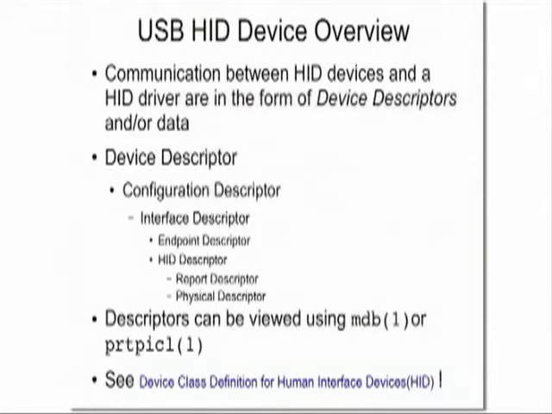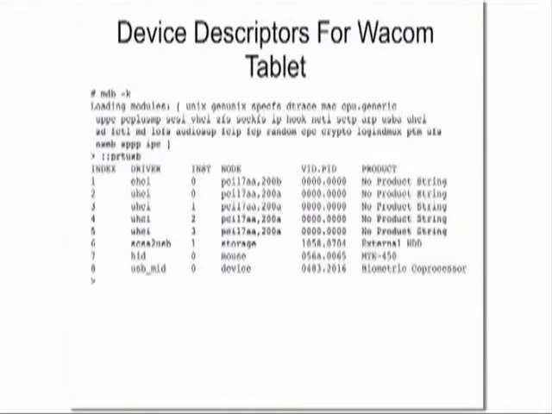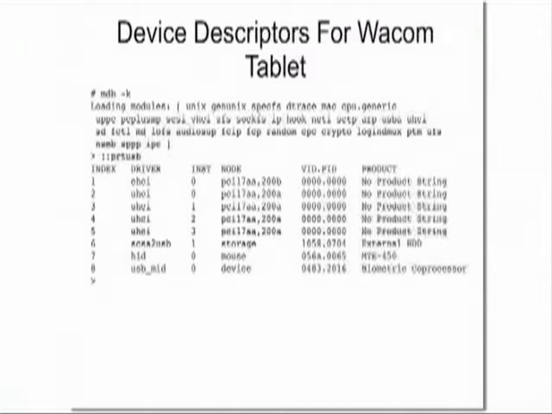You can use MDB or PRT Pickle to look at descriptors, and because I really like MDB a lot and I use it all the time, I'll show you some of what this looks like. So this is basically just printing out USB information for my laptop, and the tablet is the 7th entry there. It's a HID device, and notice it says it's a mouse because the boot protocol, again, identifies the tablet as a mouse, and MTE 450 is the model number for this particular Wacom tablet.